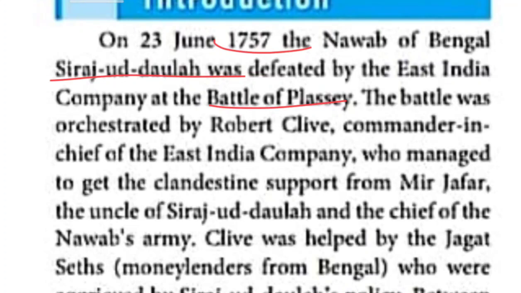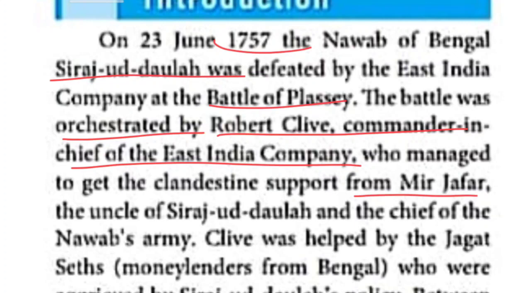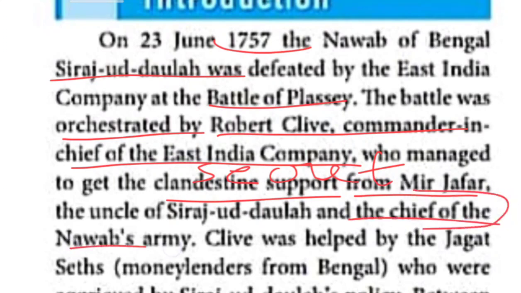Robert Clive, around 1756 and 1757, acted as the commander-in-chief of the English East India Company. This person planned the battle, the Battle of Plassey. He got clandestine support from Mir Jafar. Clandestine in the sense of secret support. Mir Jafar was the uncle of Siraj ud Daulah, and moreover, he was the chief of the Nawab's army.